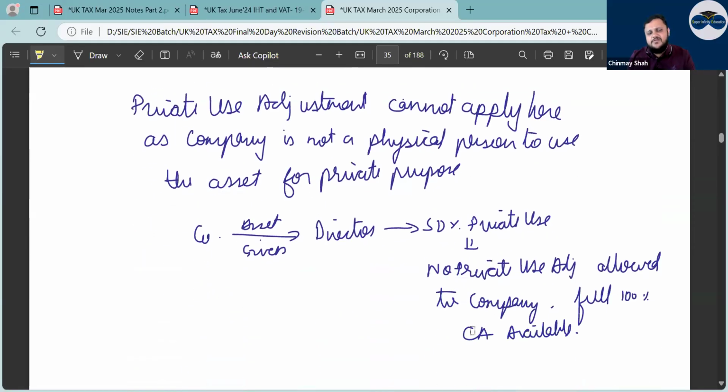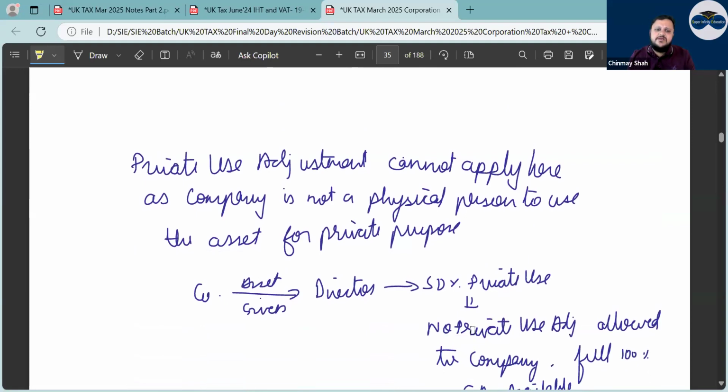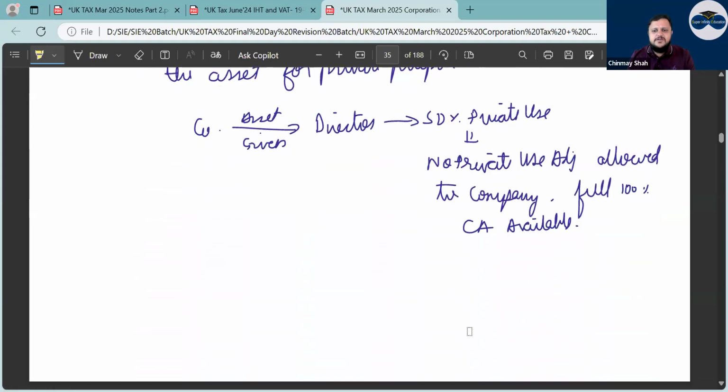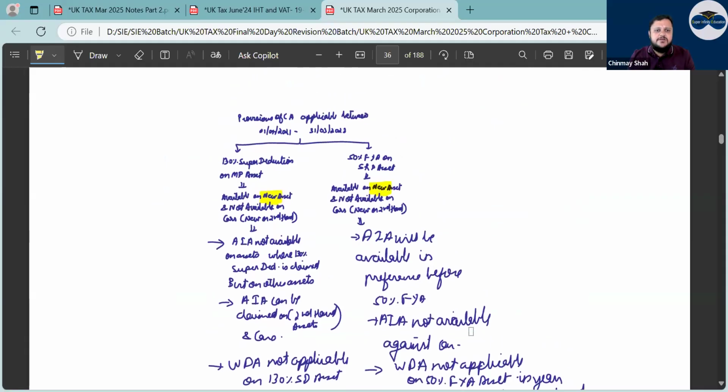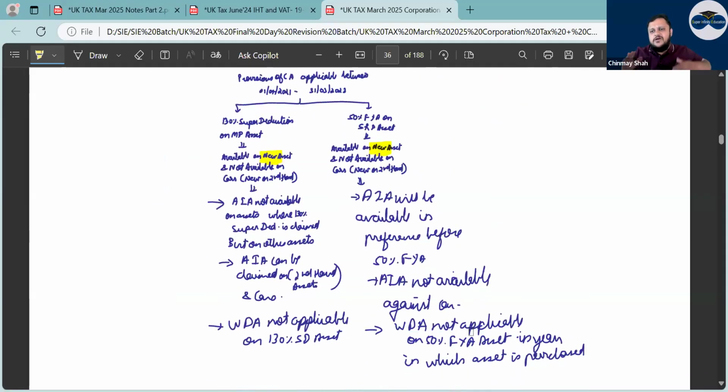Private use adjustment cannot apply here, as a company is not a physical person to use the asset, obviously, correct. Will it apply? Not at all. But now see here, you have to understand, they have given the provisions of a 130% super deduction asset and a 50% FYA asset, right? These are provisions which are not applicable in FY23, were applicable for two FYs, 21 and 22, right?